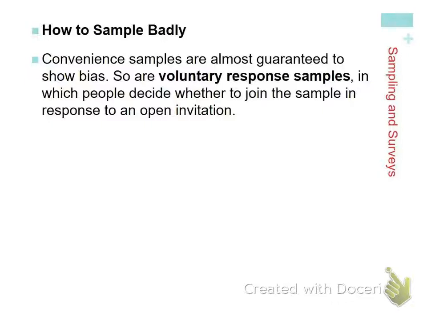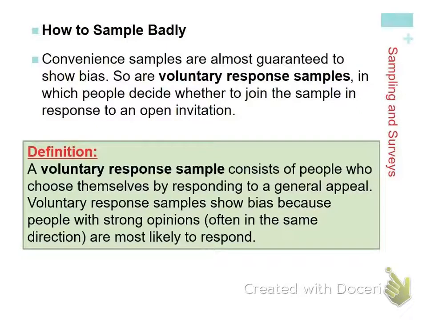The other method is a voluntary response sample, and this gets used all the time. Most of your online surveys where you read an article and there's a little survey in the margin that you click your response to, anything that's posted on Instagram, that is going to be a voluntary response sample. It's basically where the participants choose whether to join the sample or not, right? The people choose themselves. The issue there is the only people who are really going to respond are the ones that have a really strong opinion, and most of those times that strong opinion is going to be in one direction, right?